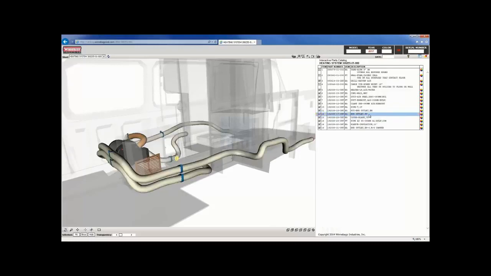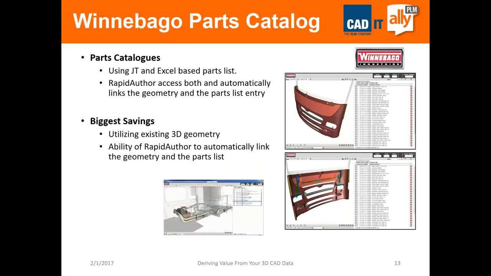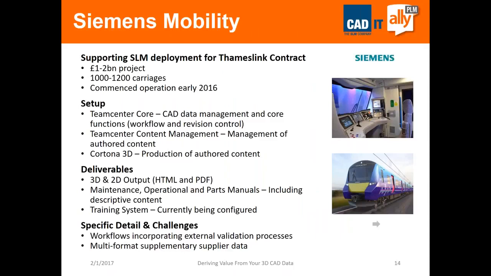The next sample I want to talk about is a customer that's actually creating maintenance content. So rather than a spare parts catalog, they're creating 3D maintenance manuals. And it's Siemens Mobility. One of the things they manufacture are these trains. And they have a contract with Thameslink in London to supply, you can read this, around 1,200 carriages. They started delivery early in 2016, so early last year.